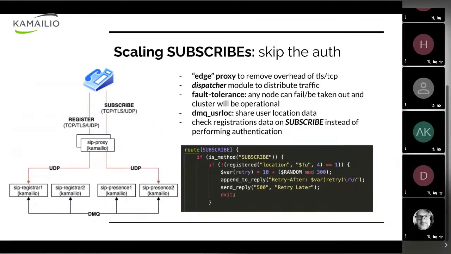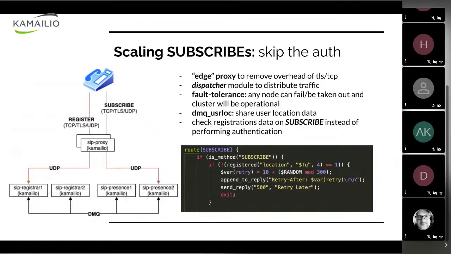What I have here is an edge proxy, and I think that's pretty typical in a hosted multi-tenant environment. The edge proxy serves to remove some overhead for the other nodes in your SIP cluster by handling TLS and TCP connections, and then shifting it to UDP, perhaps on a private subnet. Use the dispatcher module to distribute traffic, and that adds some fault tolerance. If any node behind dispatcher fails, your cluster will still be operational.